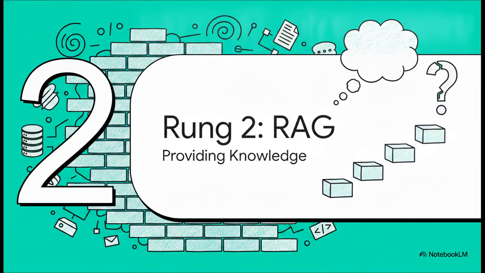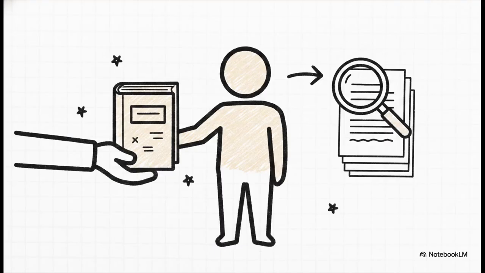Rung 2, RAG, providing knowledge. But eventually, your prompt is going to hit a wall. You'll ask your intern about your private code base, or maybe some recent data, and they'll just stare blankly at you because base models have strict knowledge cutoffs. That's exactly when you step up to Retrieval Augmented Generation, or RAG.